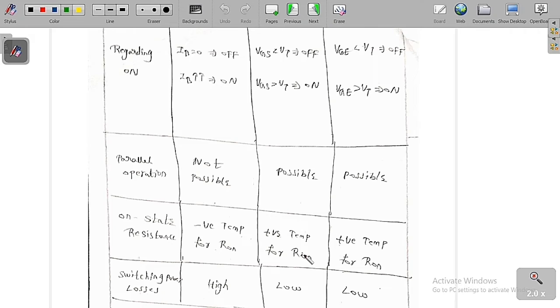BJT has the low input impedance whereas the power MOSFET and IGBT have higher input impedance. This is the correct statement. Listen carefully. BJT has the low input impedance whereas the power MOSFET and the IGBT have higher input resistance. So these are the points that you always have to remember.